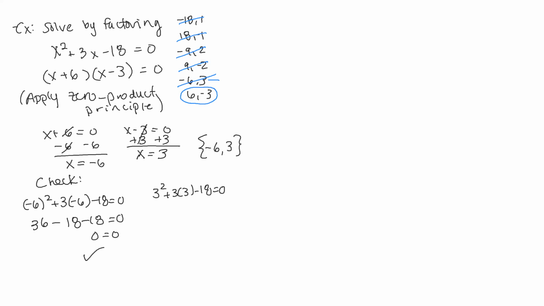Now repeat the process when x is 3. 3 squared is 9. 3 times 3 is 9. Drop down minus 18 equals 0. 9 plus 9 is 18. 18 minus 18 is 0. 0 equals 0. So we have checked, and we can say with confidence our two solutions are negative 6 and 3.